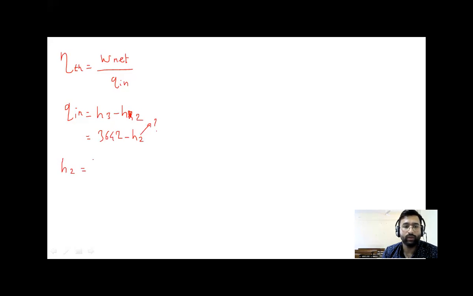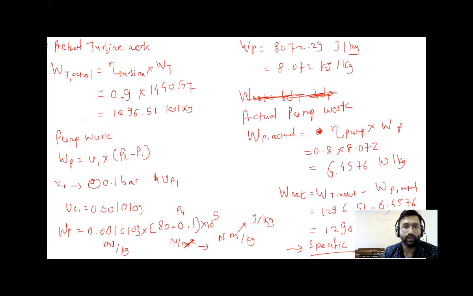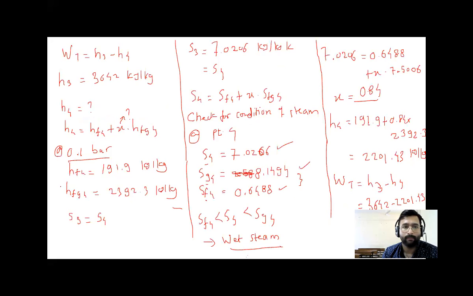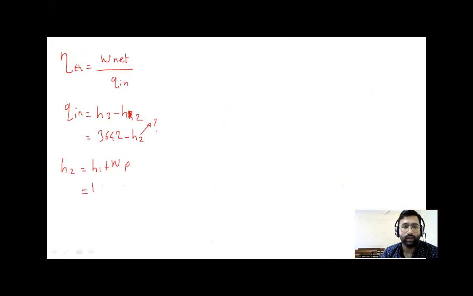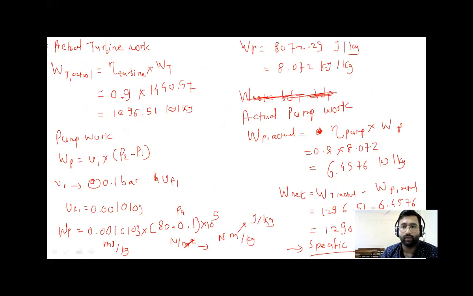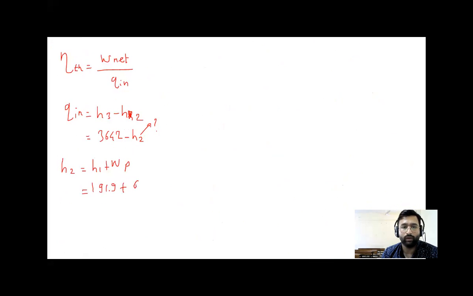Now here we don't know H2, but we know the formula. H2 is equal to H1 plus pump work. Have we calculated H1? No. H1 is nothing but, see here, enthalpy of liquid saturated at 0.1 bar. So at 0.1 bar, enthalpy of liquid saturated is 191.9. So here it is 191.9 plus pump work, which is calculated as 6.4576. So calculate this H2.